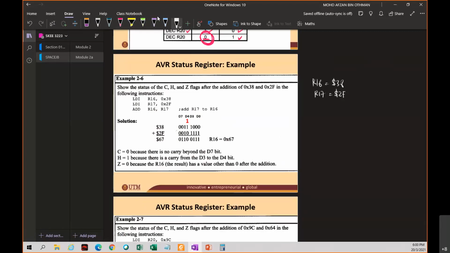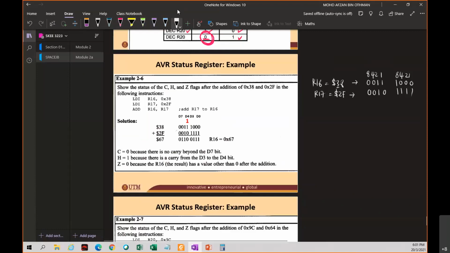Okay, so 38 2F tukar dulu kepada binary by using the 8421 method lah. Okay, 8421 38. Okay, mula-mula kita tukar 3 dulu. 0011. What about 8? 8 is 1000. 2F, 0010. What if F is 15? 15 is 8 tambah 4, 12 tambah 2, 14 tambah 1, 15. So this is the binary representation of 38 dengan 2F.